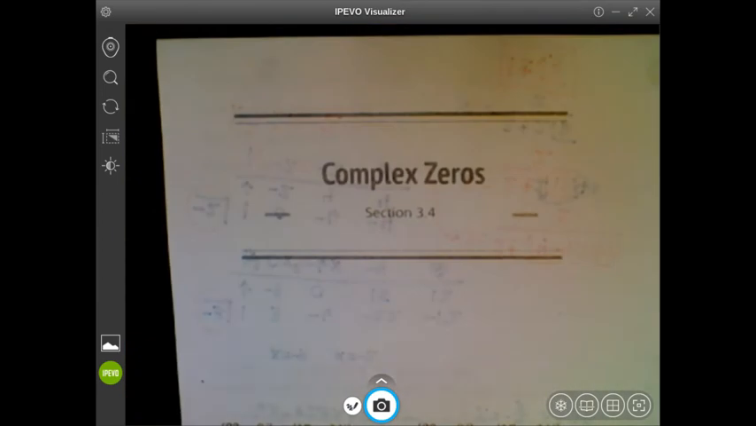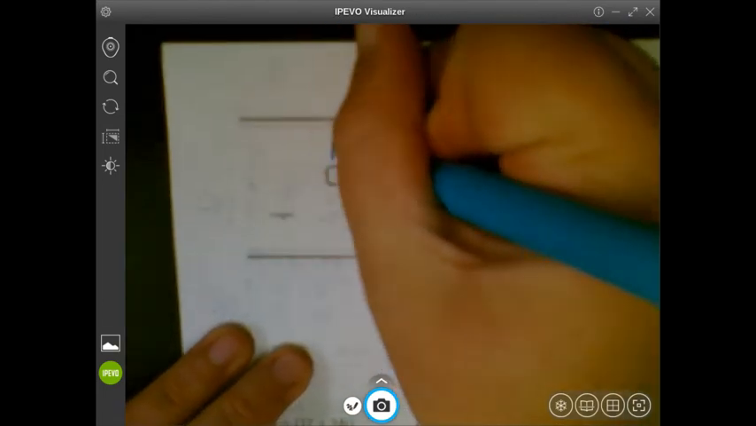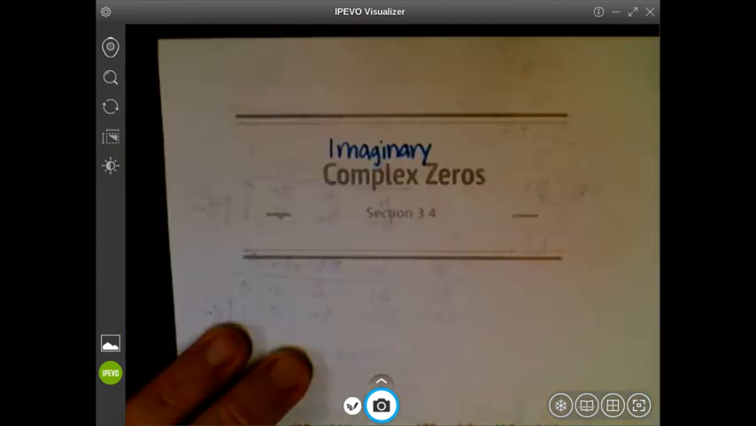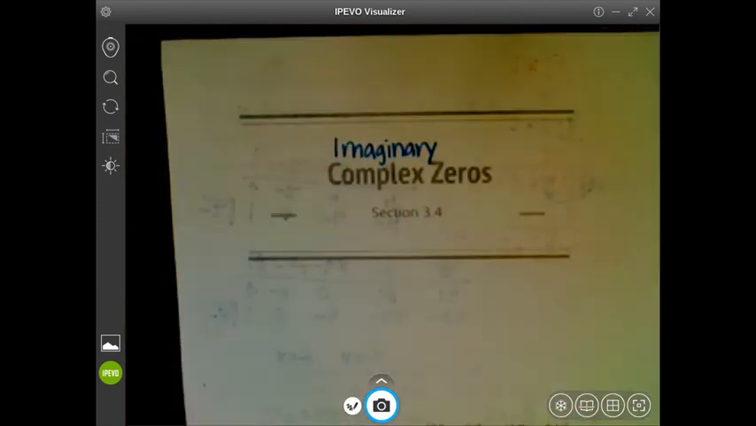Right, so the last section about polynomials deals with complex zeros. Complex zeros are what we call imaginary zeros, so these are going to be imaginary numbers. We're going to find all the real zeros, and now in addition we're going to have some imaginary zeros. So before we get into the polynomials, there's a nice little review about complex numbers.